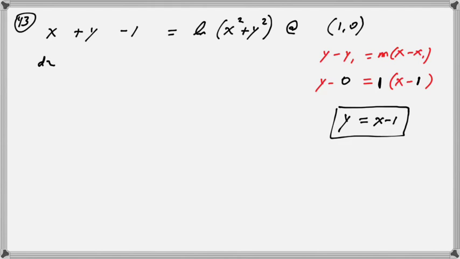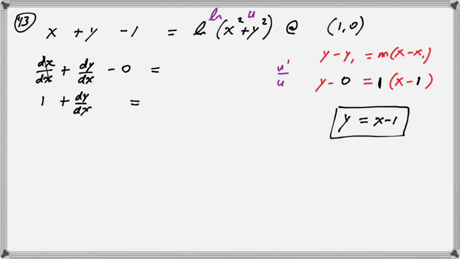So let's do that. Take the derivative here, dx dx, which happens to be 1, plus the derivative of y, which is dy dx, minus the derivative of a constant, which is 0. If you do the derivative of natural log of u, its derivative would be u prime over u. U is x squared plus y squared. That's what the u is. Now u prime is its derivative. So term by term would be 2x dx dx plus 2y dy dx.